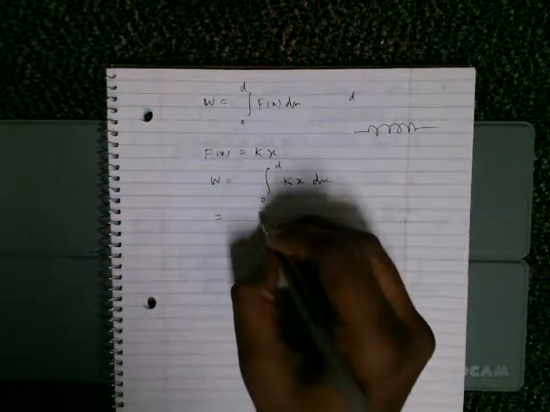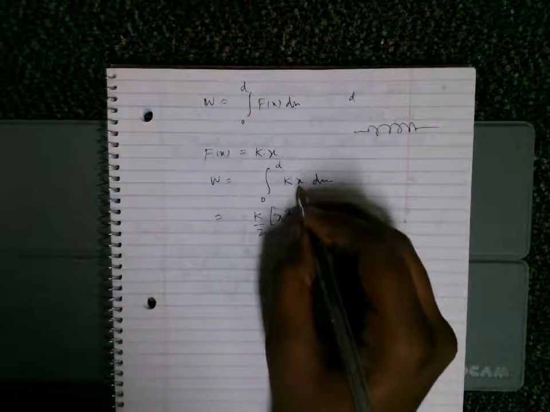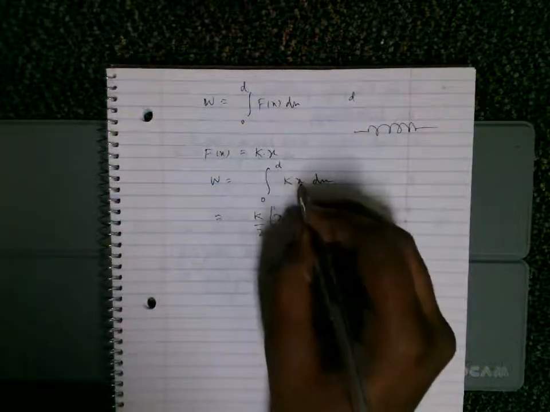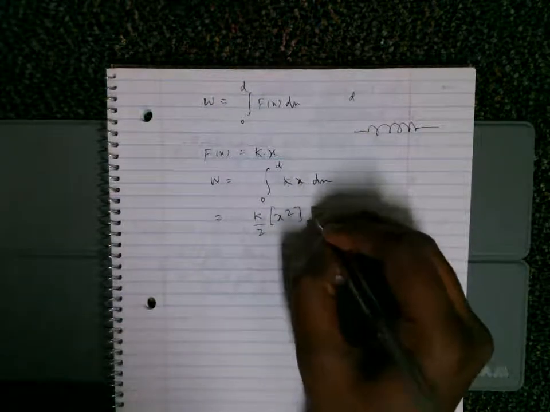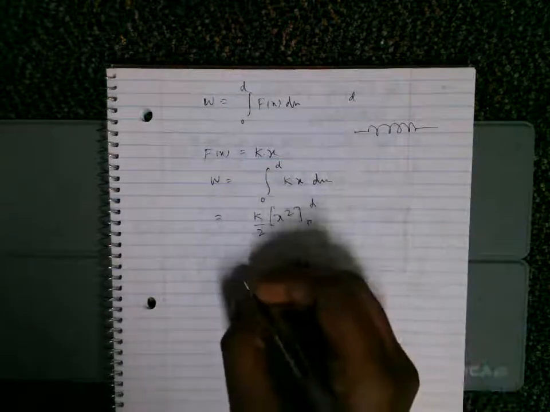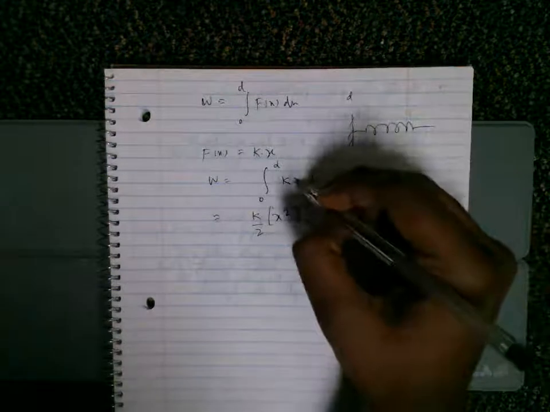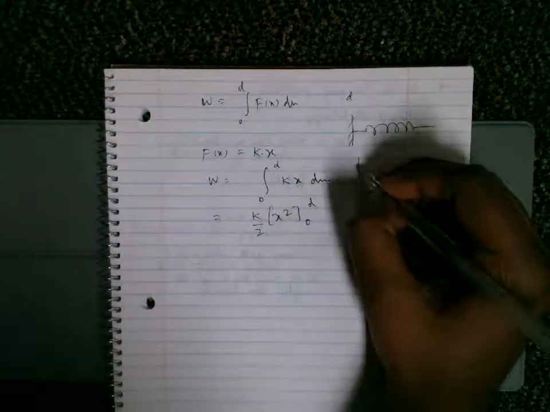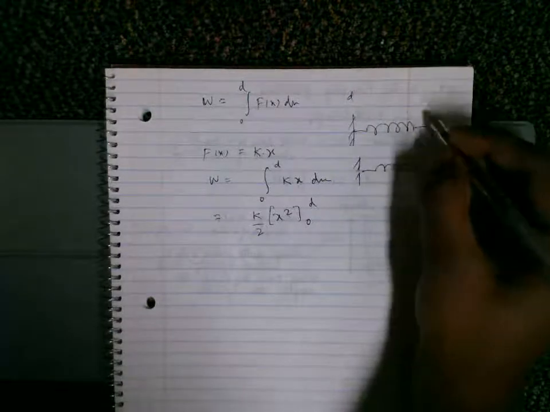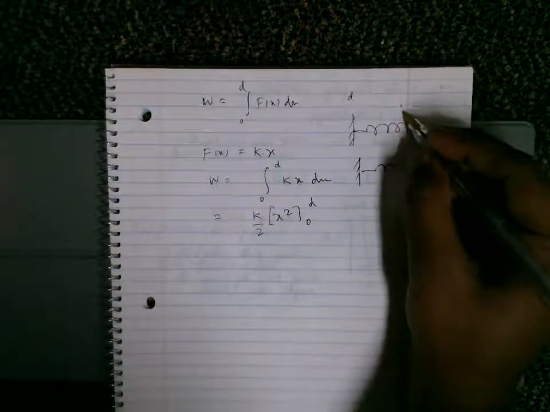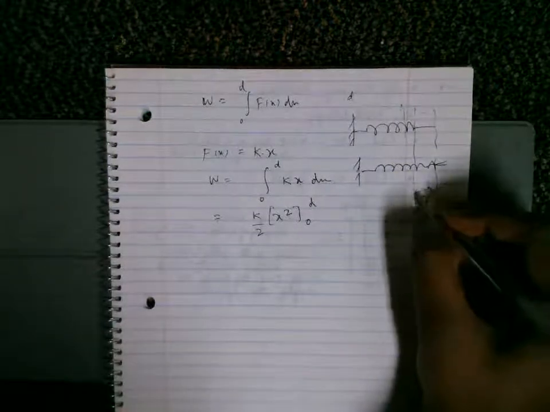So this is equal to k by 2 x squared. So the integral of, k is a constant, we can bring it out, and x dx is integration, x dx is x squared by 2, and we want to find out from 0 to d. And now we know that this x is the length obtained, the difference of the elongated spring and the natural resting length of the spring. So this is actually x.